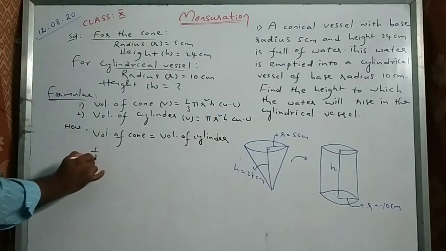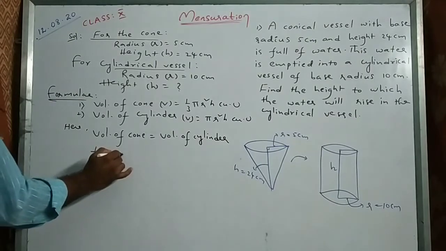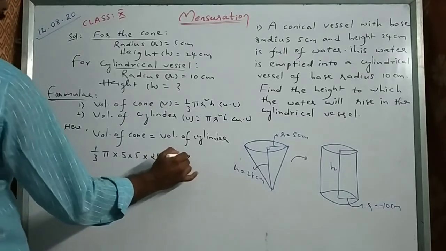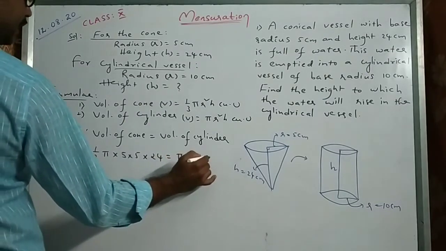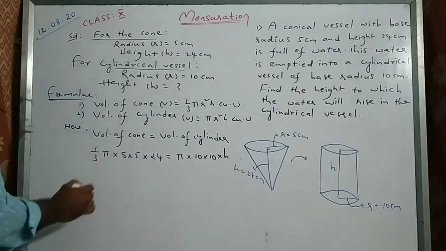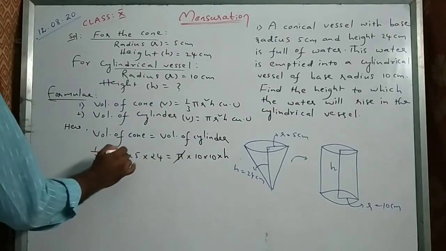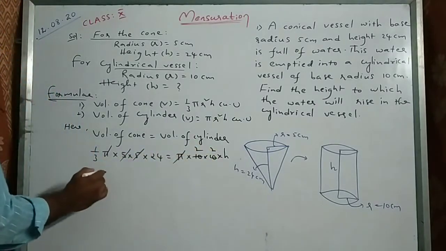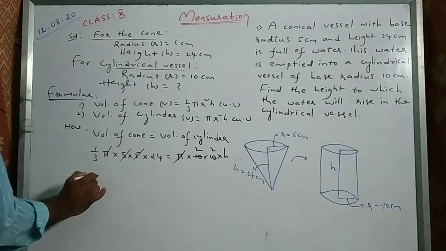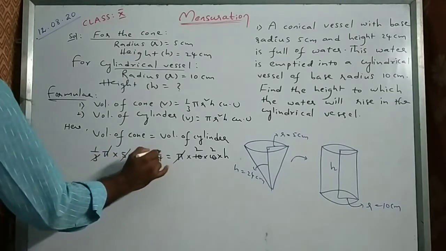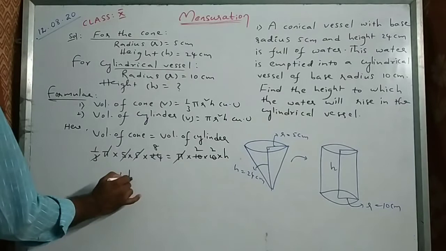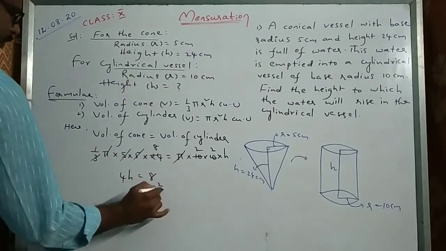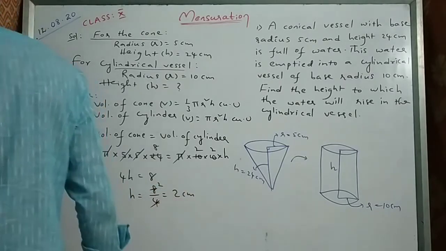So volume of cone is 1/3 pi r square, 5 into 24 equal to pi into r square, 10 into H we should find. So pi gets cancelled. 5 ones, 5 twos, 5 ones, 5 twos. So 3 ones, 3 eights are 24, 4 H equal to 8. H equal to 8/4, 4 twos, 2 cm.